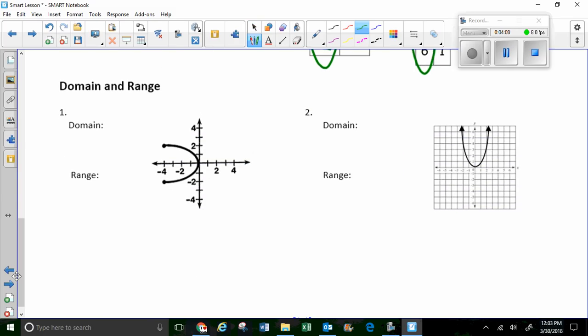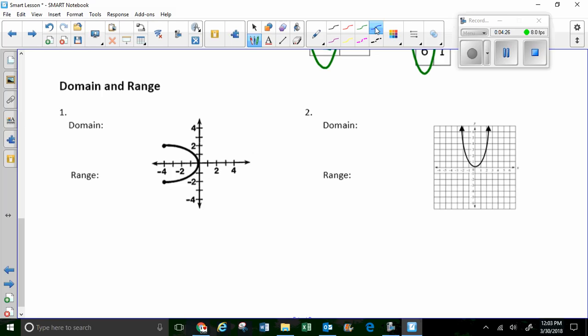Next, we've talked about domain and range. So remember, domain are my x values, range are my y values. So this is a tricky one. We can use set and interval notation because it's a solid graph. I can't just list separate points. I'd be here literally forever.